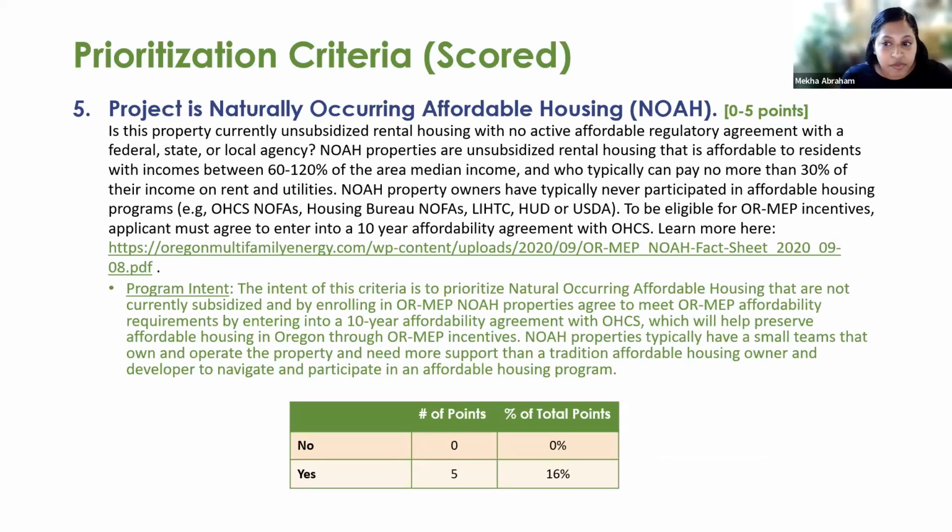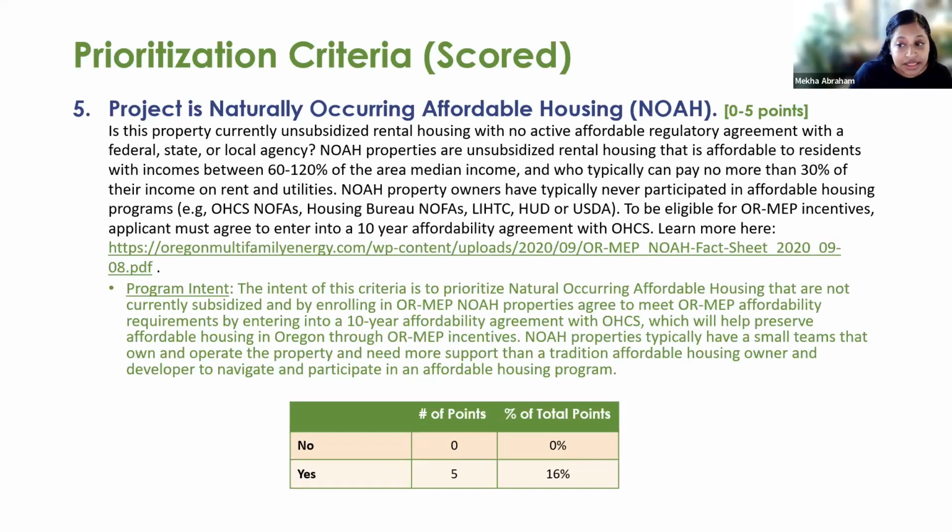Criteria number 5 is for projects that are naturally occurring affordable housing, known by the program as NOAH properties. This is a yes or no response made by the applicant answering the question: is this property currently unsubsidized rental housing with no active regulatory agreement with a federal, state, or local agency? The program defines NOAH properties as unsubsidized rental housing that is affordable to residents with incomes between 60 to 120% of the area median income.